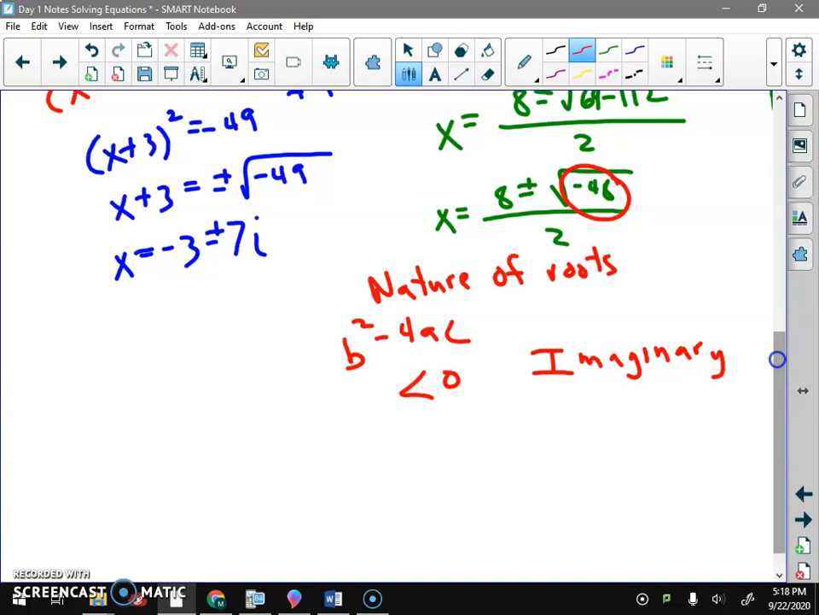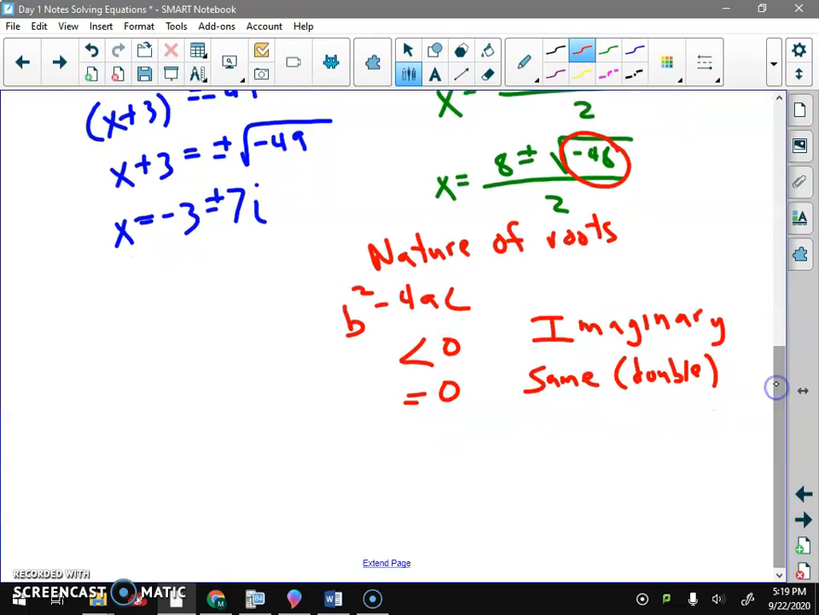Okay? If b squared minus 4ac is equal to 0, that means you would just have 8 plus or minus 0 over 2. Therefore, you really get two roots, but they're the same. So I'm just going to call them the same. What it really means, the root is a double. And therefore, if you pictured root as x-intercept, that's where the vertex is. The vertex is sitting on the x-axis. That's why it's the same number twice, a double root.